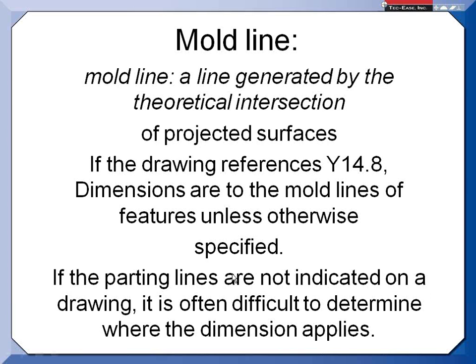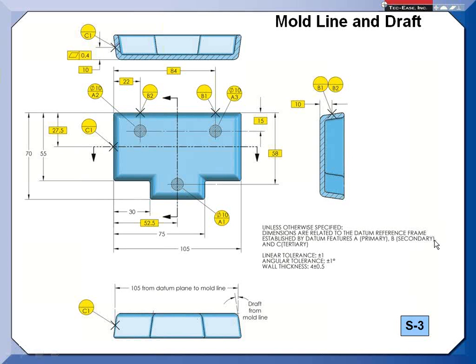Now, if the parting lines are not indicated on the drawing, it is often difficult to determine where the dimensions actually apply or where the mold lines are. On simple parts you can tell, but on more complex parts, especially if your parting line is jumping around, that can be a problem. So on this simple part, I'm going to show you a mold line and some drafts.